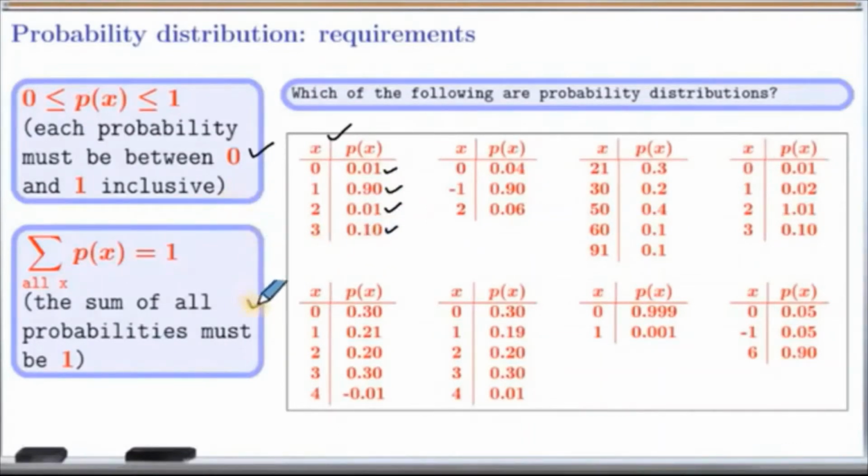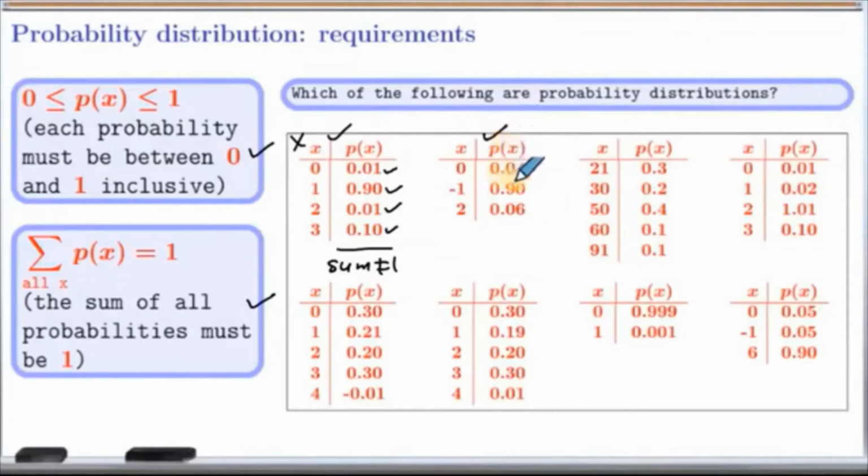So let's look at the second one. The second requirement is that the sum of all these probabilities should be 1. When we add them up, the sum of the probabilities is not equal to 1. So that's why this is not a probability distribution. So let's look at this one here.